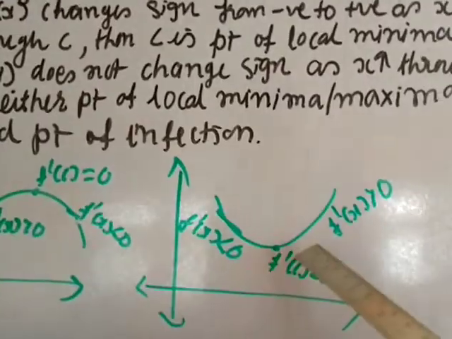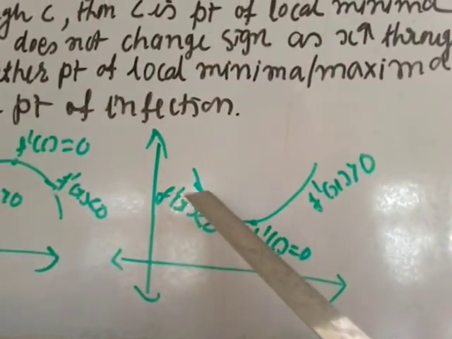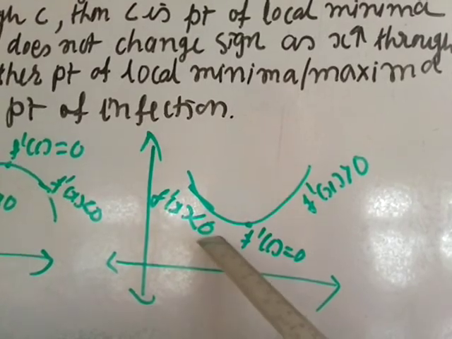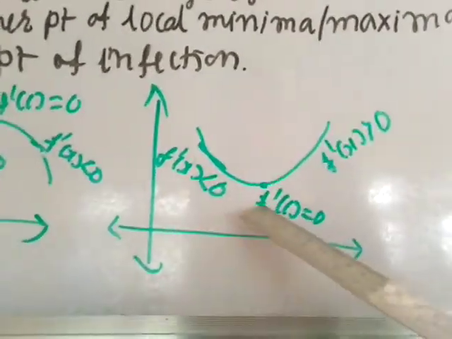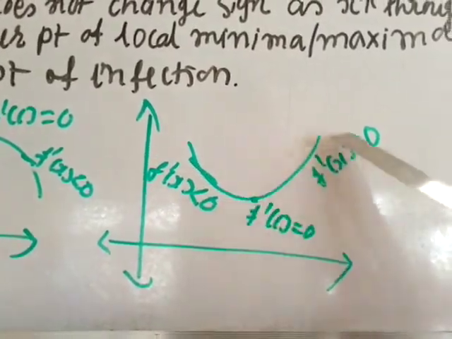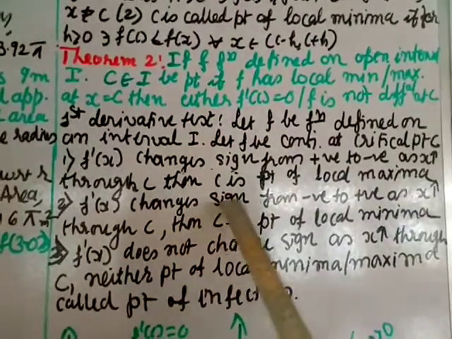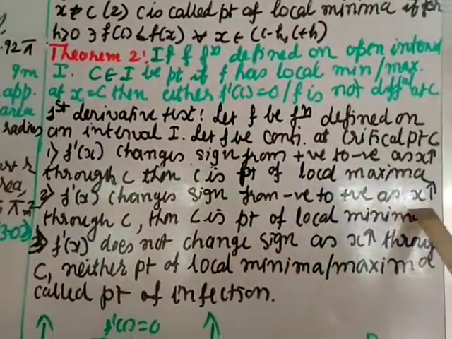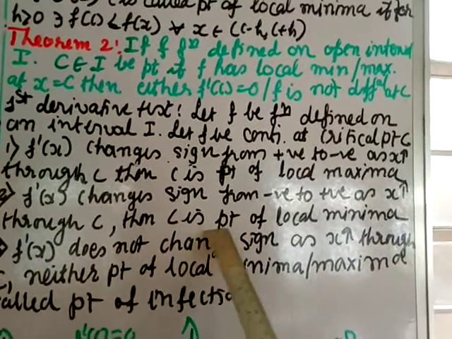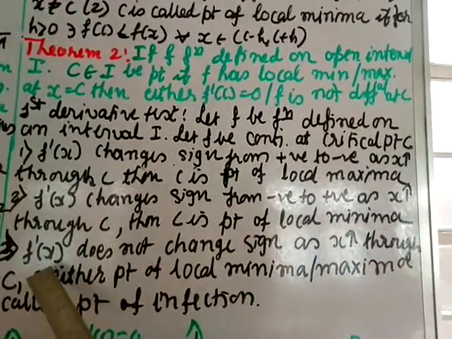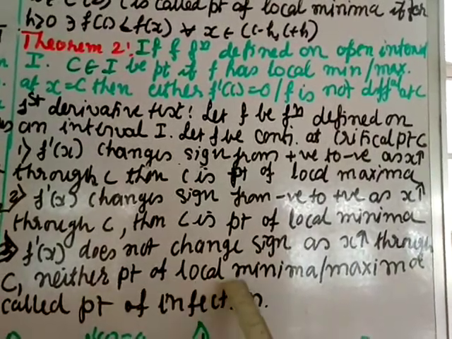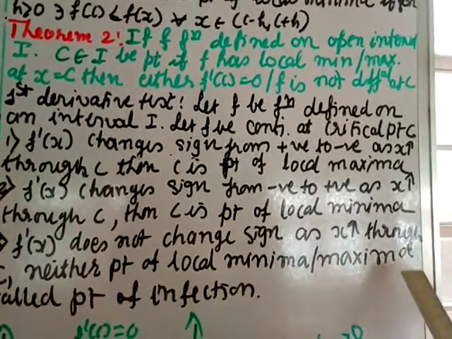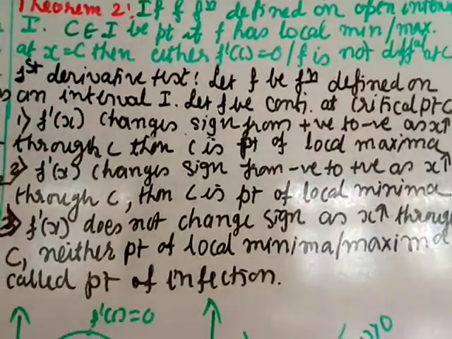And in the same way here, if this is decreasing, f dash x is less than 0, and here increasing, f dash x is greater than 0, and at this point it is 0. So from negative to positive, this is the local minimum. Here I have written: if f dash x changes sign from negative to positive as x increases through c, then c is a point of local minimum. If f dash x does not change sign as x increases through c, it is neither a point of local maximum nor local minimum, and this point is called a point of inflection.